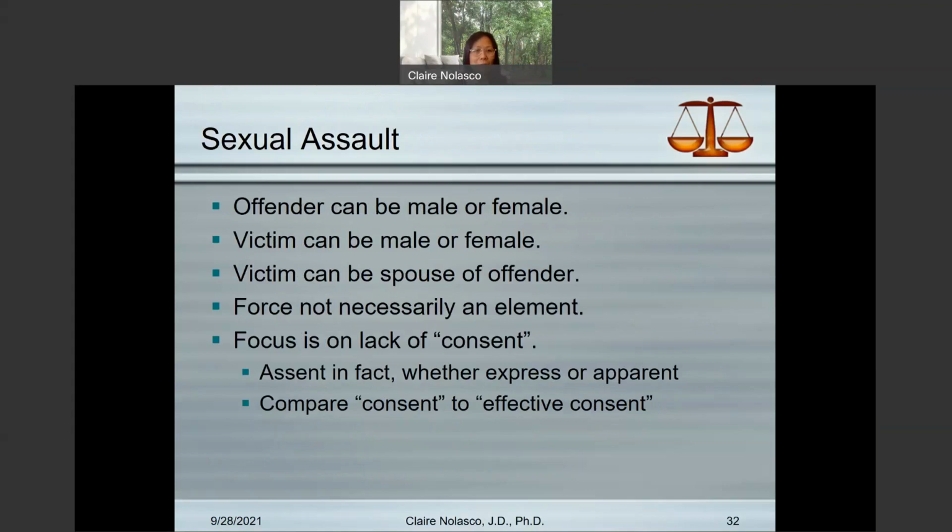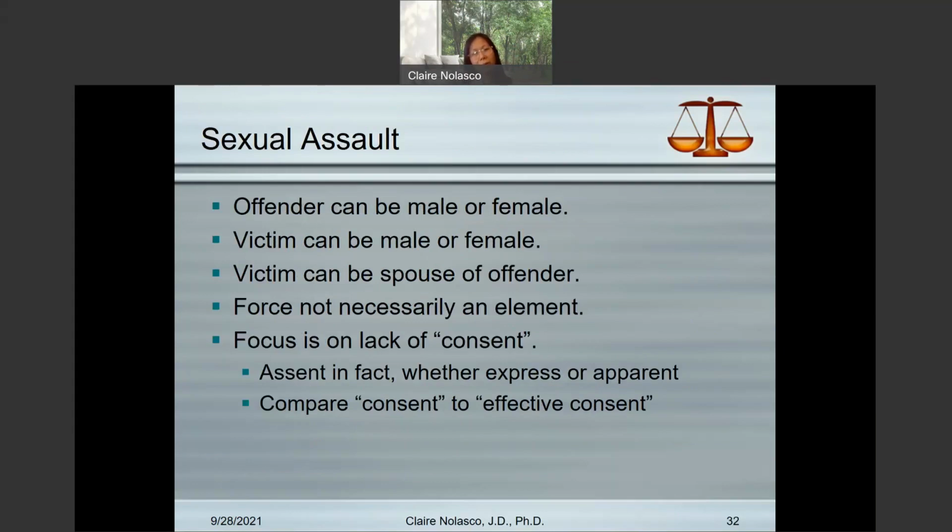To recap, the offender can be male or female. The victim can be male or female. The victim can be the spouse of the offender. Force is not a necessary element. And the focus is on lack of consent.